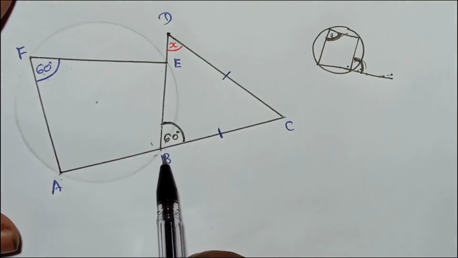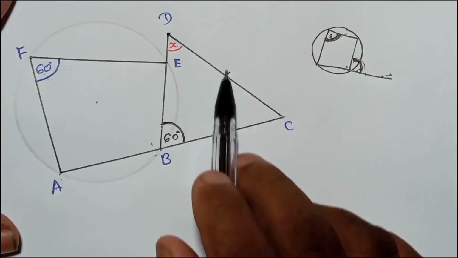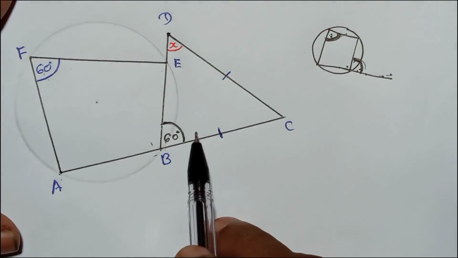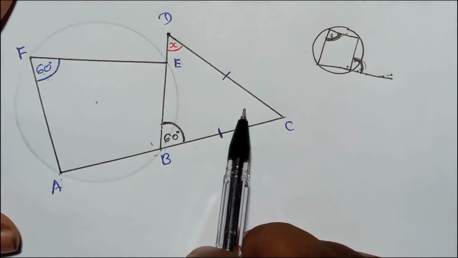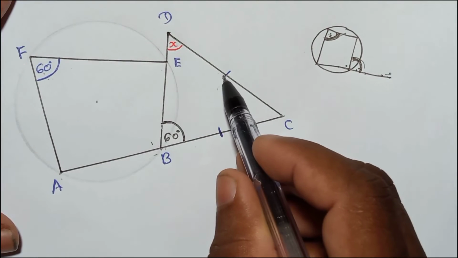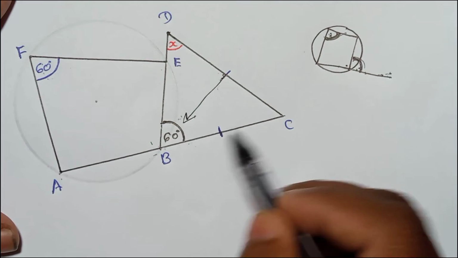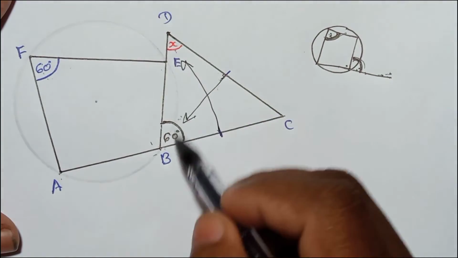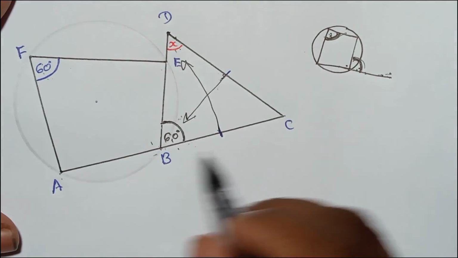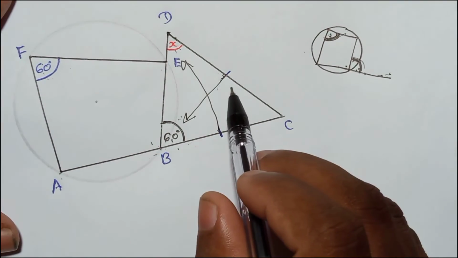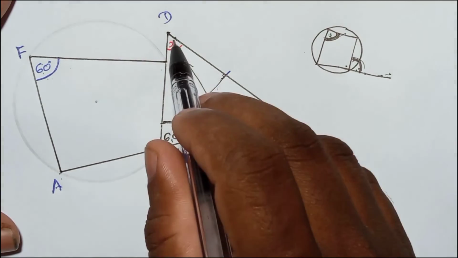Then you can see this BCD, they show these two sides are equal, that means it is an isosceles triangle, that means BC equals CD, right? So the opposite angle of the equal side, this side's opposite angle is this one, and this side's opposite angle is this one, that means these two are also equal. So remember, in an isosceles triangle, where you have two equal sides, the opposite angles of those two sides are also equal.